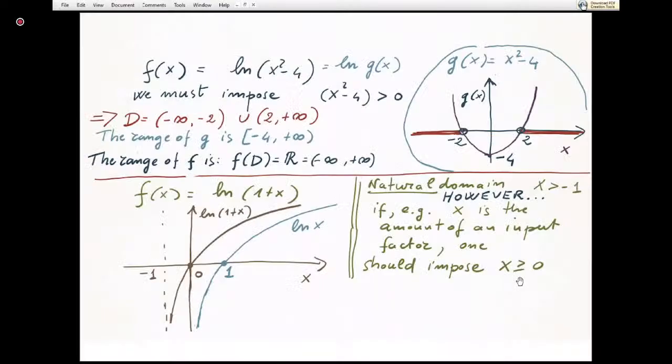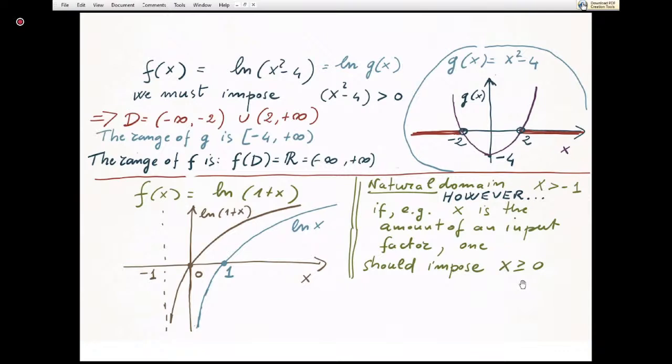But if we, for instance, interpret log of 1 plus x, as is often the case, as a utility that derives from consumption of a given quantity of a good, the quantity is x, it doesn't make sense to consider negative consumption, only no consumption at all, or positive consumption. And in this case, we could impose x greater or equal to 0 on our domain. Okay, so this is our choice. This just means that the function is not interesting in the other part of its natural domain.